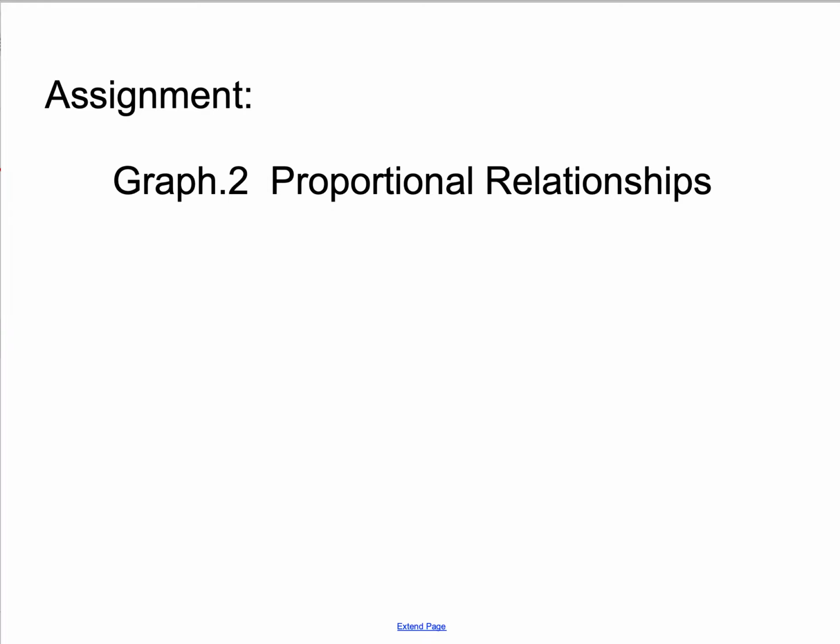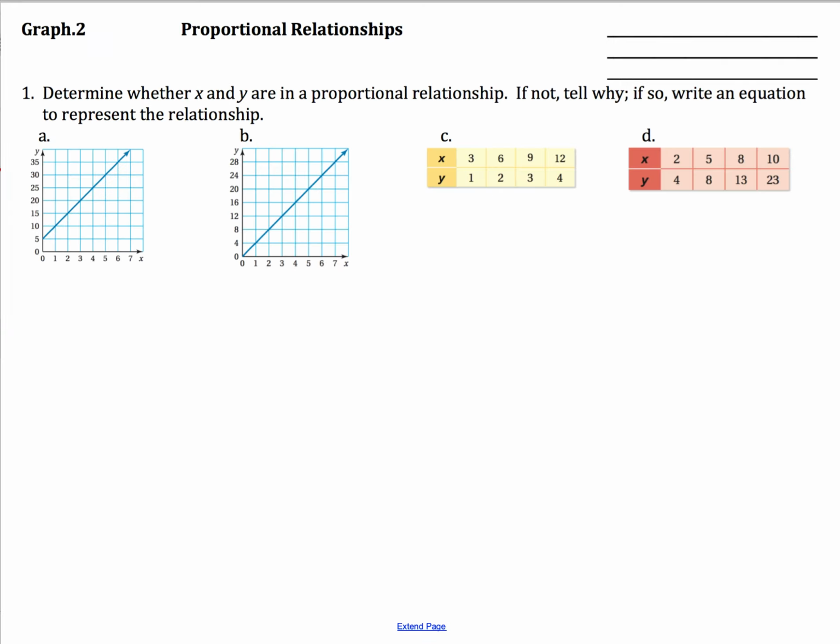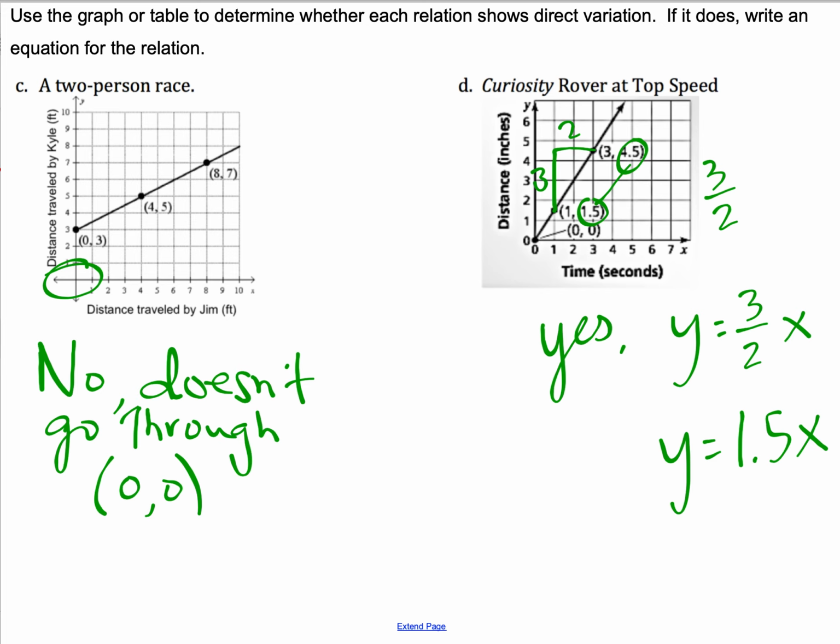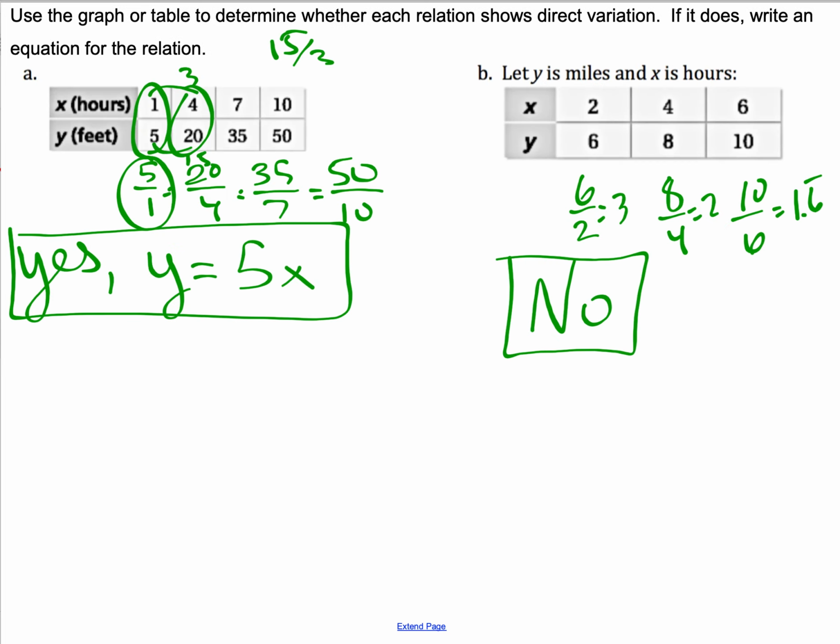Okay, in the practice, first determine whether x and y are in a proportional relationship. That's a yes-no. If not, tell why. So if it's a no, let's say why. Why isn't it proportional? That's like right here. Well, it's not proportional because the rates are different.